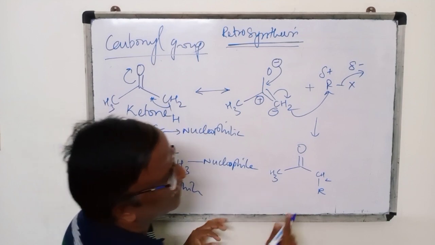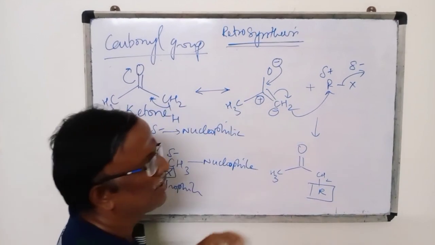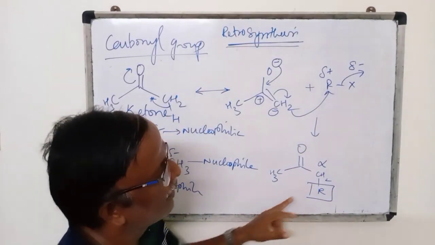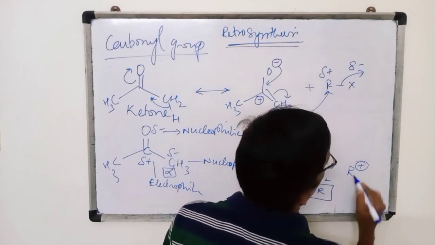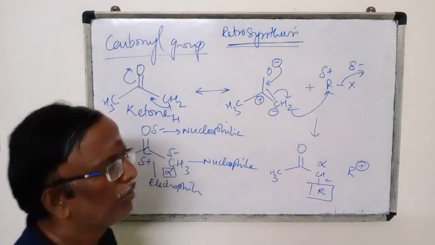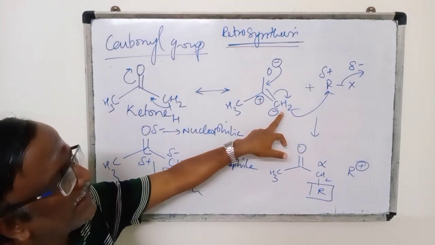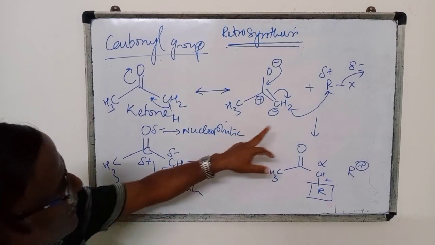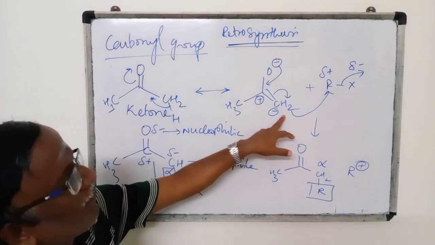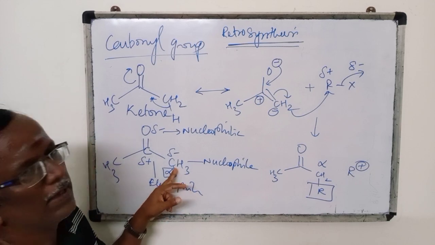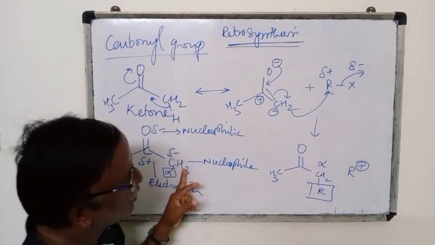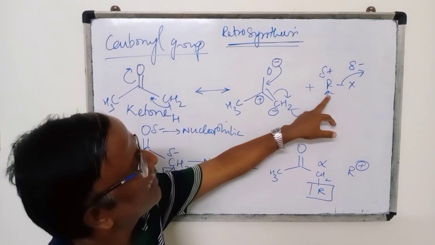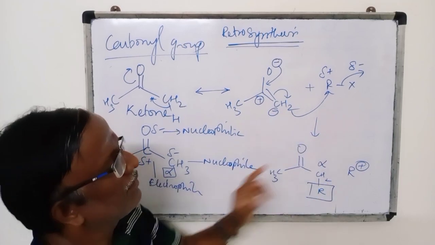If you want to introduce some alkyl group, what is the position? The position is nothing but your alpha position. What is the nature of R group? R is going to be a positive charged one. So you can do electrophilic addition at your alpha carbon, because your alpha carbon is nucleophilic in nature. So this nucleophile can undergo a simple addition to your R group to result in the formation of this kind of product.